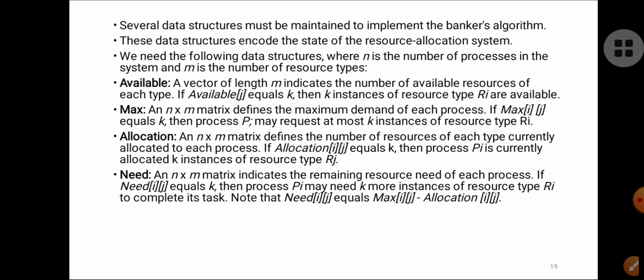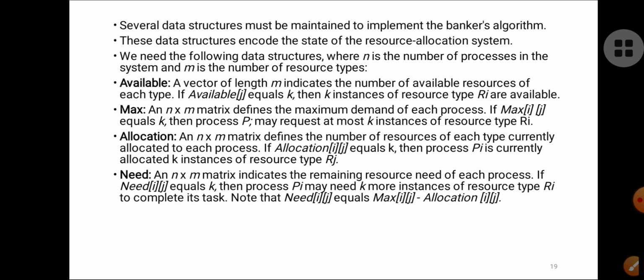Maximum: an n x m matrix defines the maximum demand of each process. If Max[i][j] is equal to k, then process Pi may request at most k instances of resource type Rj. Allocation: an n x m matrix defines the number of resources of each type currently allocated to each process. If Allocation[i][j] equals k, then process Pi is currently allocated k instances of resource type Rj.